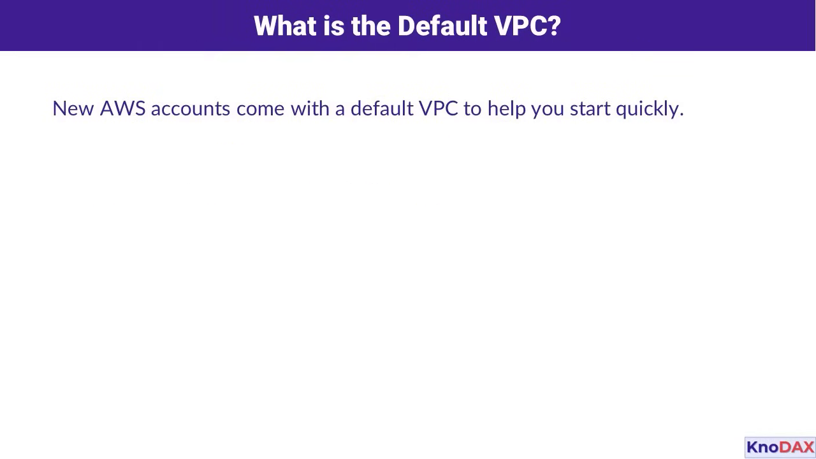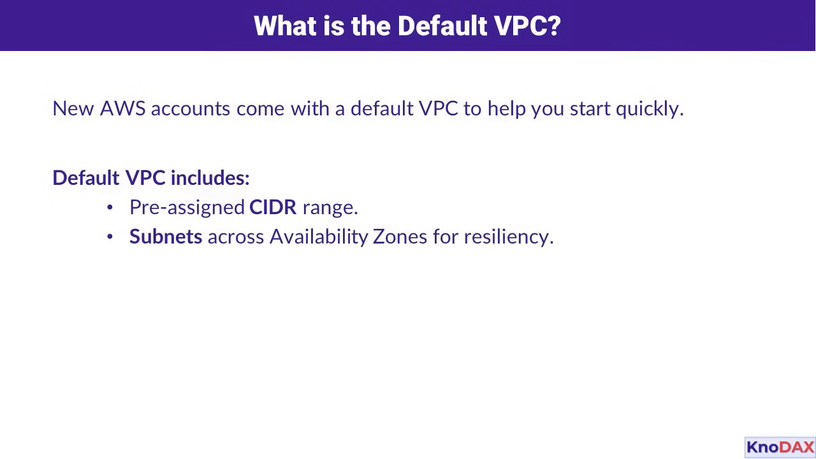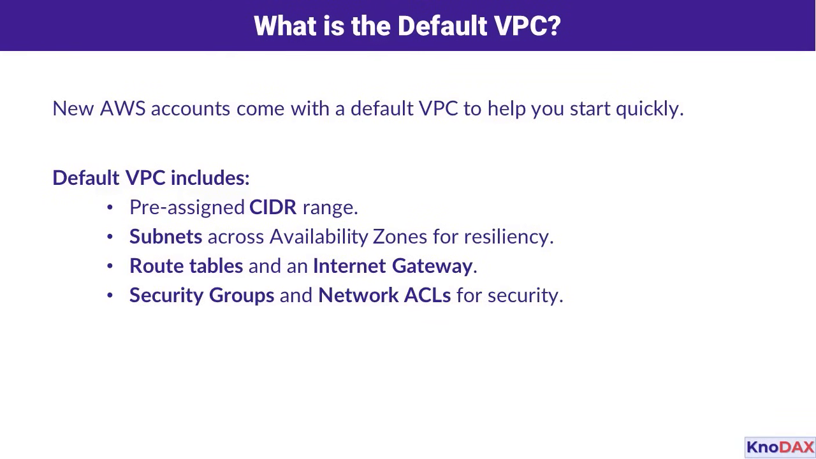Let's take a closer look at the default VPC, a pre-configured virtual private cloud provided by AWS when you create a new account. The default VPC includes several features to help you get started quickly. It comes with a pre-assigned CIDR range for IP addressing, subnets spread across multiple availability zones for resiliency, and a main route table to manage traffic flow. Additionally, it includes an internet gateway to enable connectivity to the internet. For security, the default VPC is equipped with security groups and network ACLs to help protect your resources.